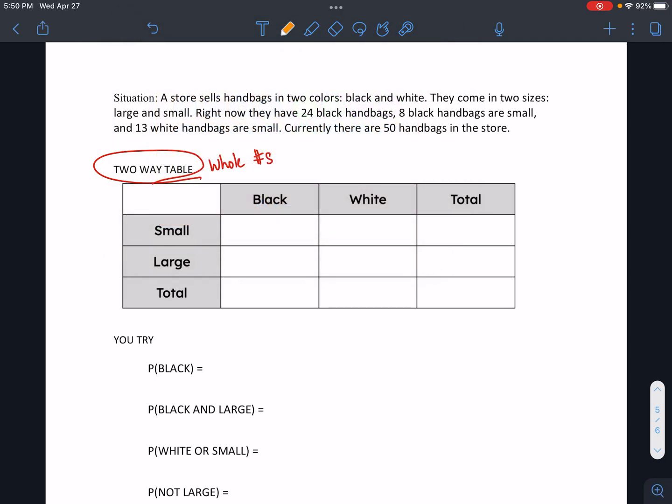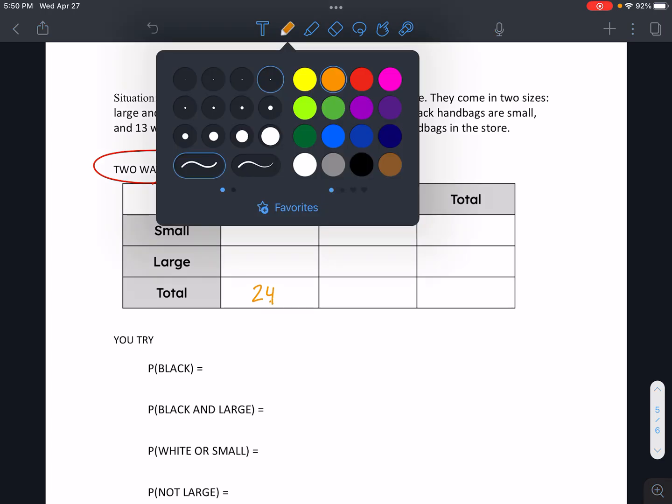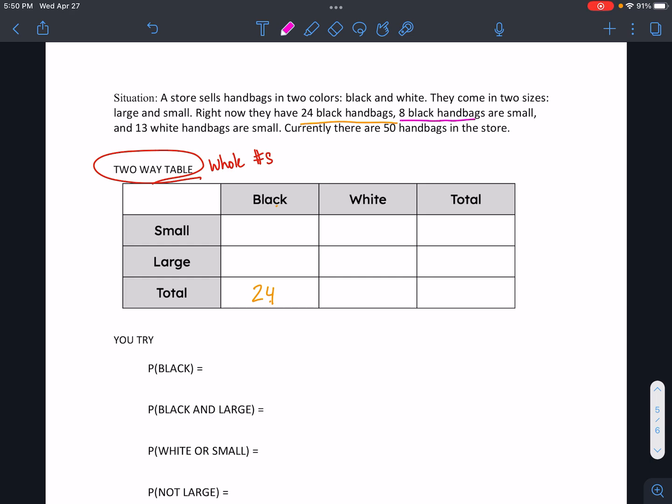So this says a store sells handbags in 2 colors, black and white. They also come in 2 sizes, large and small. Right now they have 24 black handbags. So black total, they have 24 handbags. Specifically, we know that 8 black handbags are small. So that will go right there. And 13 white handbags are small, so that will go right here.